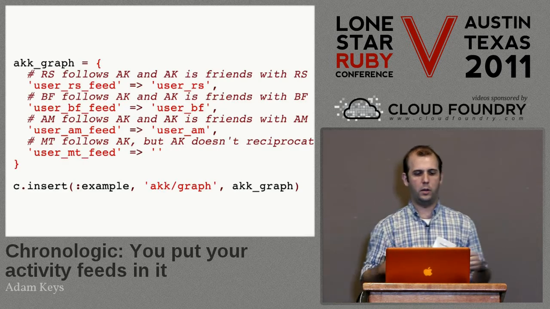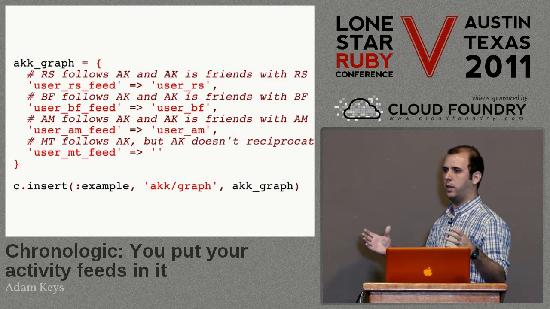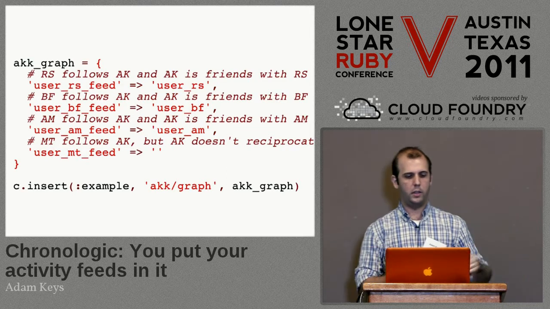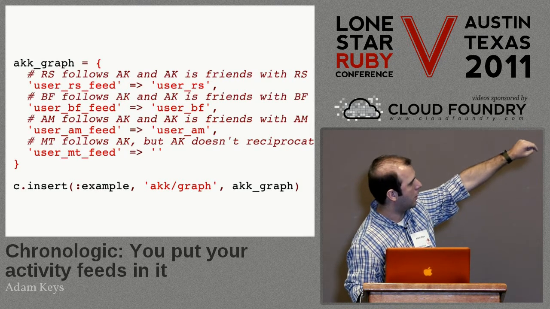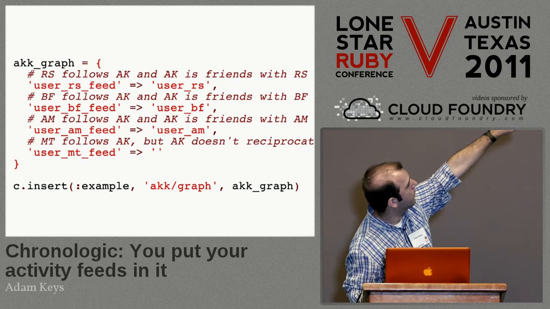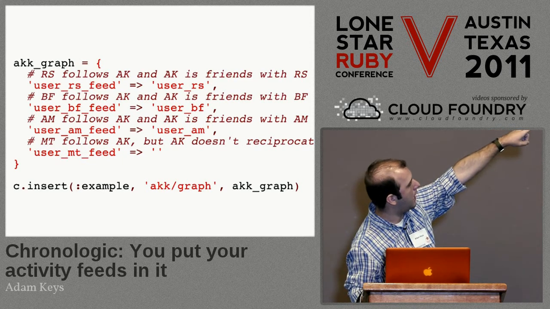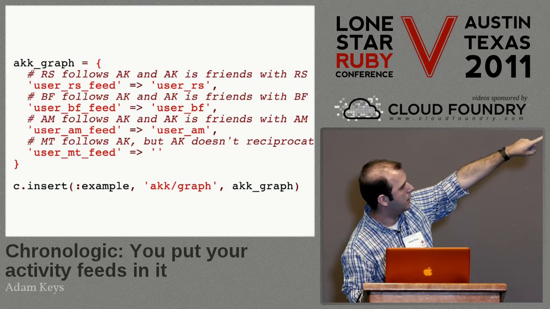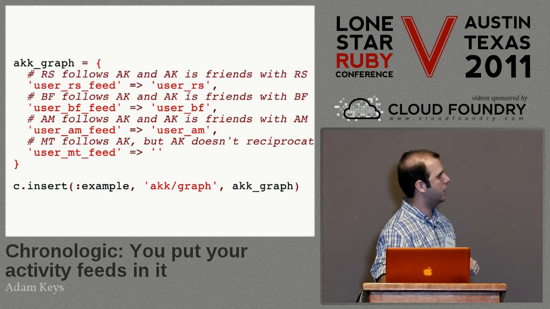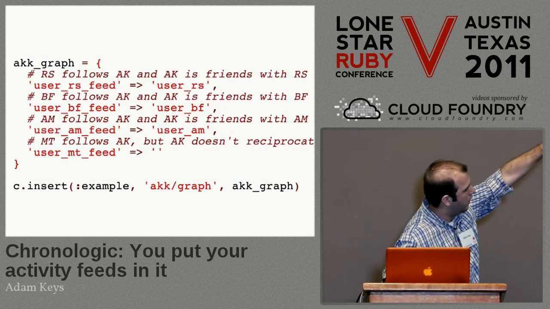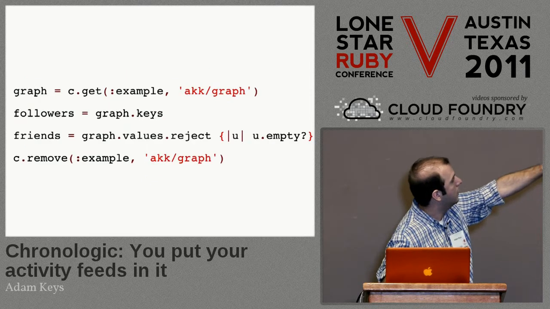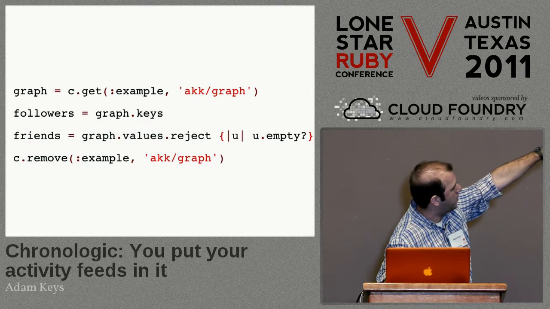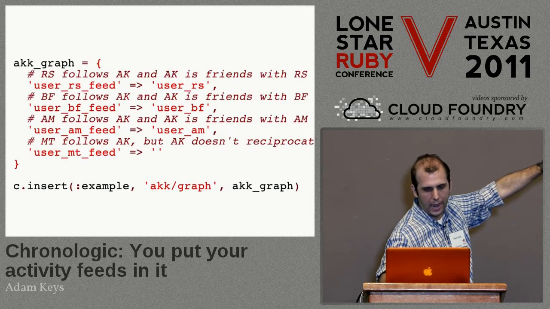Social graphs. So this is like a subgraph of my followers on Gowalla. We're saying that this thing on the left, user RS feed, is connected to user RS, or I'm sorry, this is the people who follow me. So on the left side is the feed that follows me, and on the right side is the user that follows me. So when I insert this, I'm inserting 4 columns into the one row AKK/graph, and then I can get that hash back, and then I can get my followers by looking at keys on that hash.